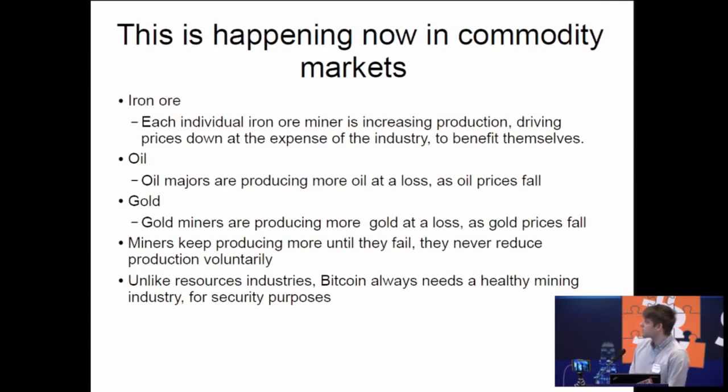Now, I think this tragedy of the commons problem, we can actually see today in resources and commodity markets. If you look at iron ore, for example, the miners keep producing more and more, and the price of iron ore keeps falling. Although it would be in the benefit of the iron ore industry as a whole for miners to cut production and allow the price to rise, the game theory doesn't work like that. They each produce as much as possible to generate as much cash for themselves. The same happens in oil and gold. These miners never end up voluntarily reducing production. What they end up doing is they keep producing as much as they can to keep producing cash flow in order to ensure that they survive.